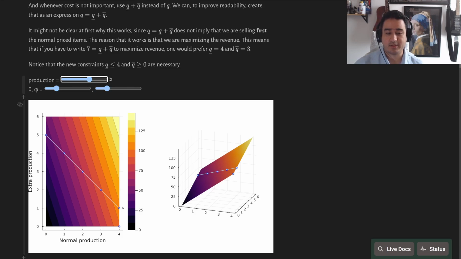So I'm essentially saying always maximize the normal production first, and then you build the extra production. And this is going to keep happening over and over. Anytime that I go down in this path is going to be worse, because I could be making more money by going up. And anytime that I go up in this slope is going to be worse, because I could be making more money by just having more normal production. There are many other points that I could choose here, by the way.